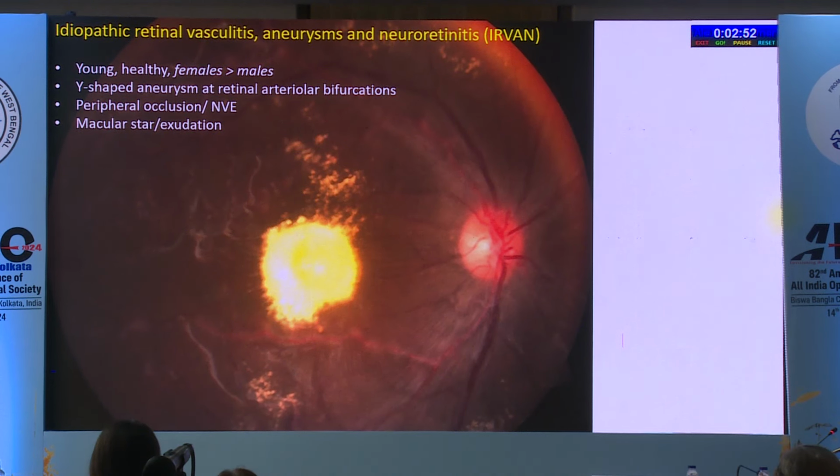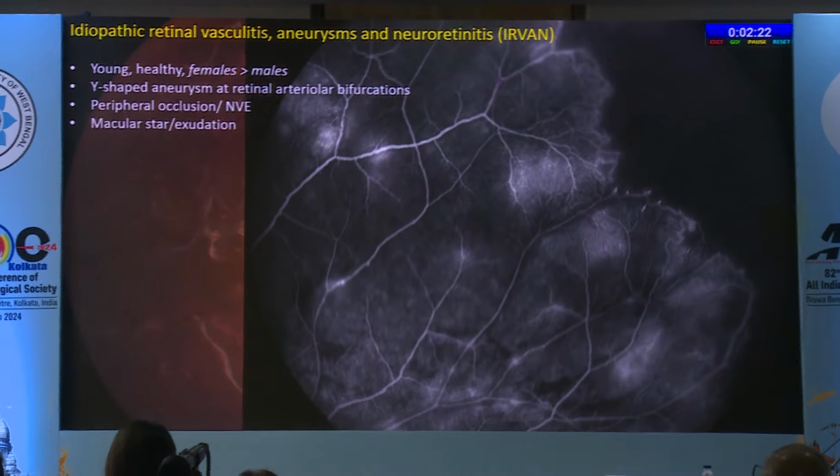Now this is one condition that you come across very rarely, idiopathic retinal vasculitis, aneurysms and neuroretinitis, short IRVAN, more common in females. But apart from the macroaneurysms, which I'll just show you, what is very characteristic is this huge macular star or exudation, and this is the most common cause of loss of vision and very refractory to treatment in these patients, and this is what we deal with in the clinics.